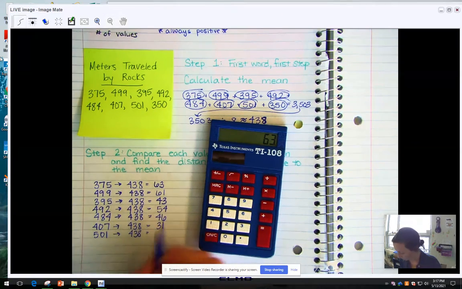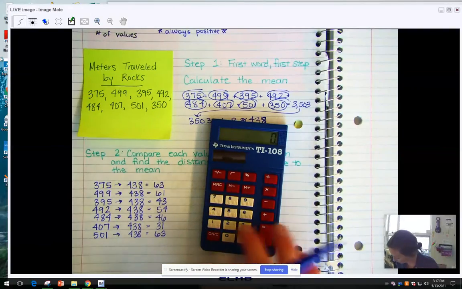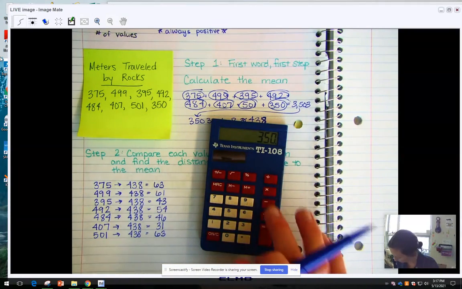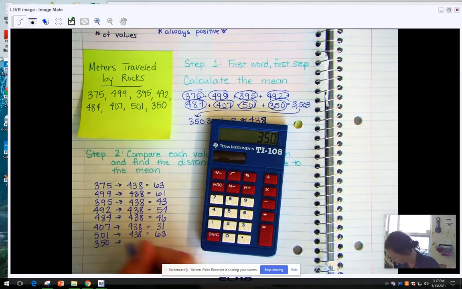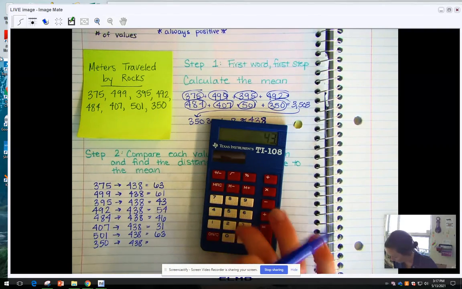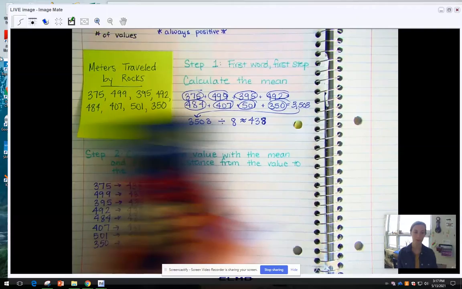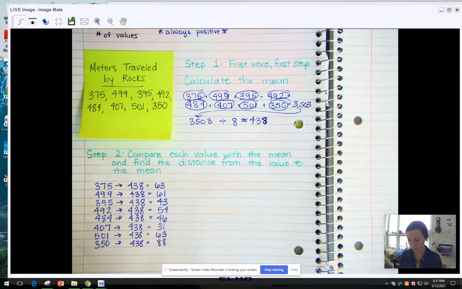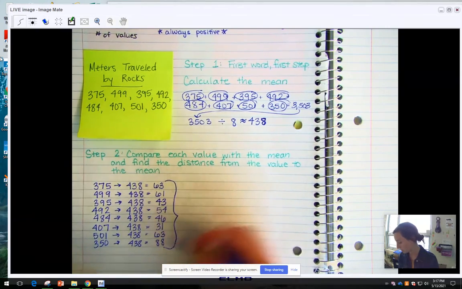First I thought that can't be right because we already wrote 63, but this one was 63 under and this one was 63 over. Good life lesson for me. Is it 350 compared to 438? 88. All right, so these right here are all the deviations.